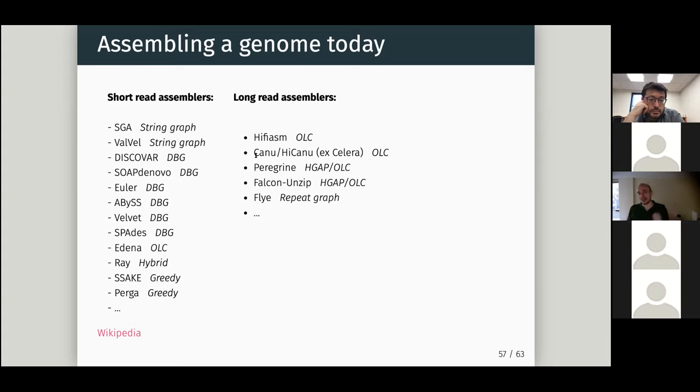The other big competitor is Canu. I'm going to show you in a moment how it works. This is a nice story because Canu was actually developed by the NIH in the last, I don't know, 5-6 years. It's an overlap layout consensus approach, and it's using the same approach that was used at the time of Celera. Celera is the company founded by Craig Venter to compete with the public Human Genome Project, okay? So this is basically the same algorithm that was used to assemble the human genome in 2001 by Venter and others. Of course, the algorithm has been adapted to the long reads, but in principle it's the same thing.